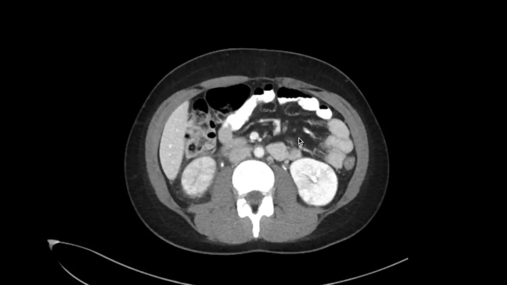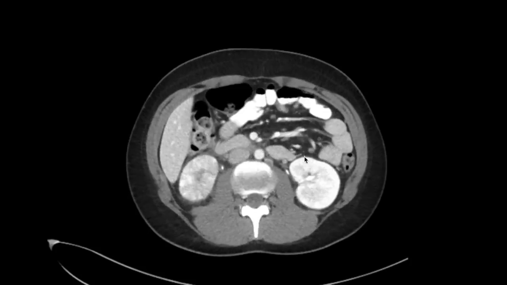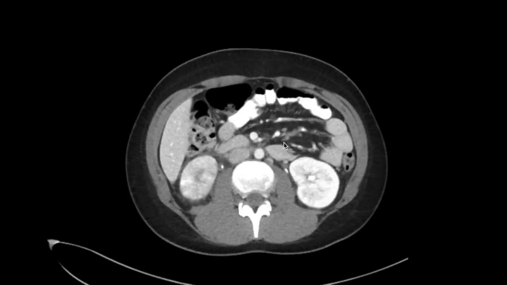How can you tell if a lymph node is abnormal? Well, we generally measure lymph nodes in the abdomen and pelvis in short axis, which means the shorter dimensions. So for example, for this tiny node here, we wouldn't measure it from this side to this side, we would measure it from posterior to anterior, and this is a few millimeters. It's a normal lymph node.